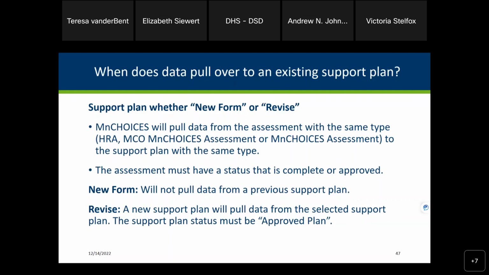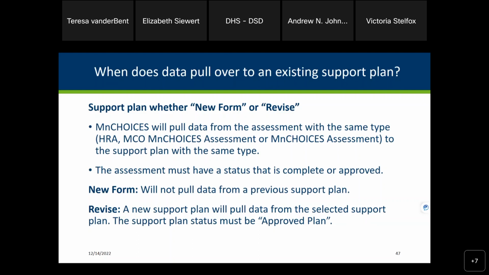So for example, if I have a support plan and I call it a support plan HRA, then it's pulling data from the HRA. If I create a support plan for the MnCHOICES assessment, then it's pulling data from the MnCHOICES assessment. If I say I need to create one for MCO MnCHOICES assessment, then it's going to pay attention to that one. So it knows based on the type that you choose where the data is coming from.